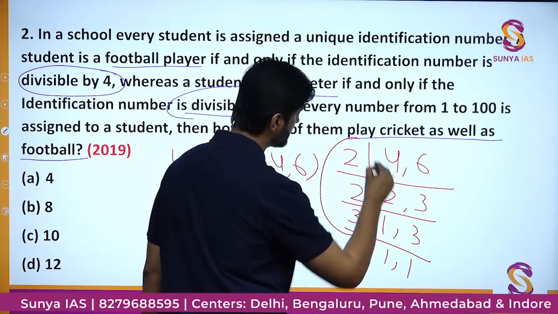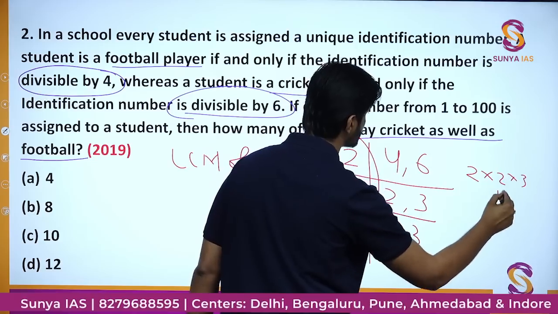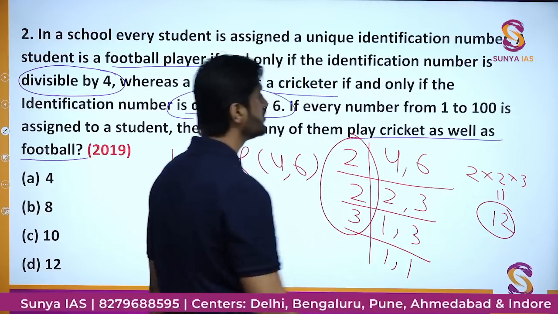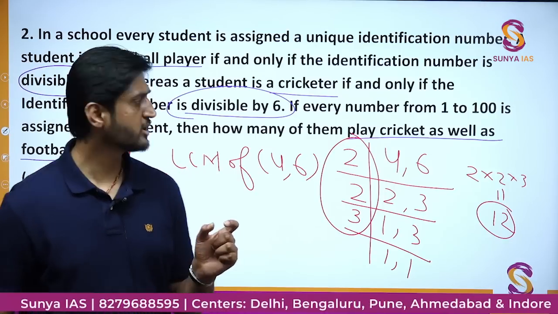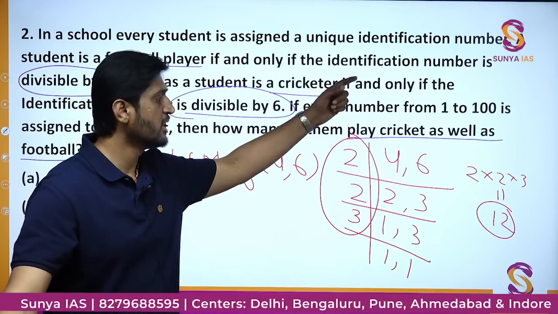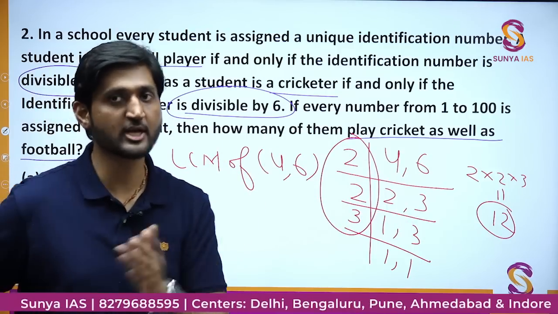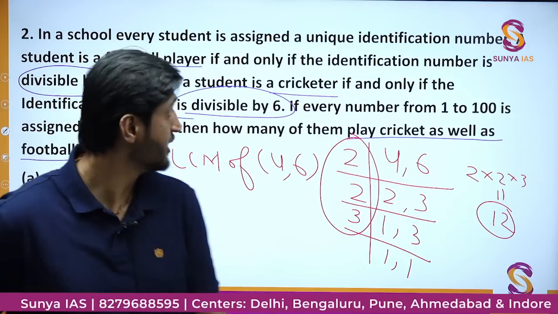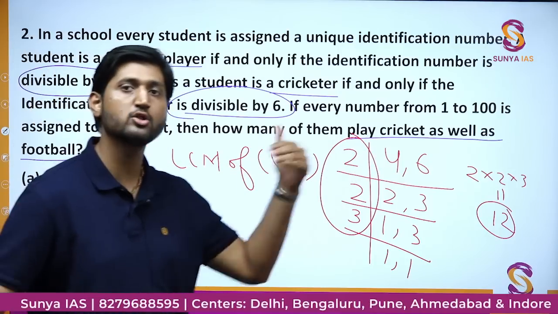So the LCM is going to be 2 into 2 into 3, and that value is nothing but equal to 12. So those people with roll numbers or identification numbers as 12 or their multiples, not just 12, but all the multiples of 12 would be the players of cricket also and football also. So we are interested in all those multiples.